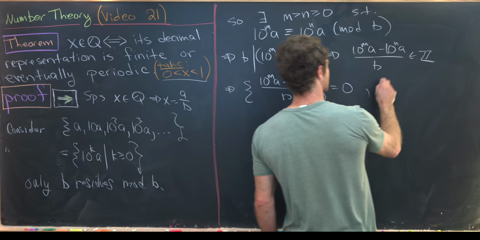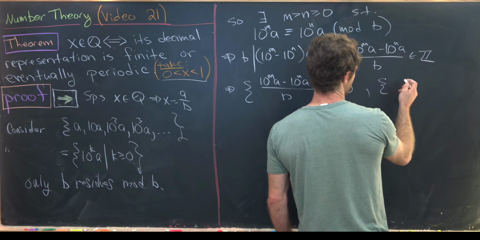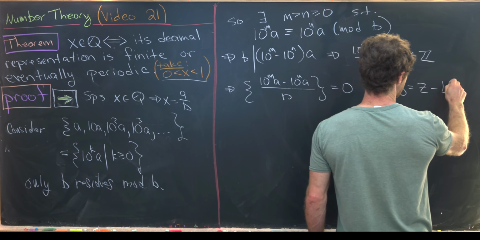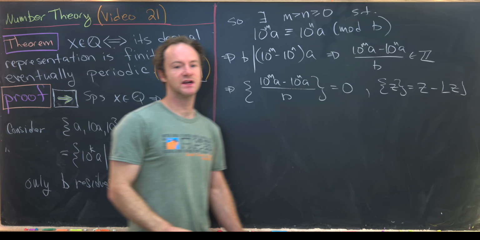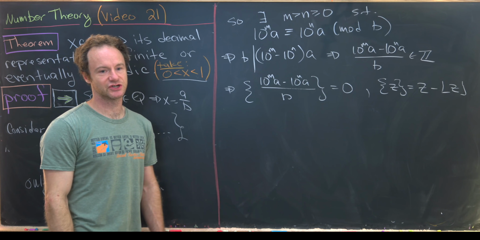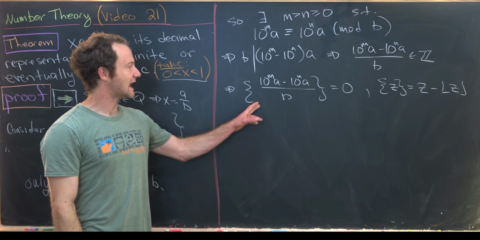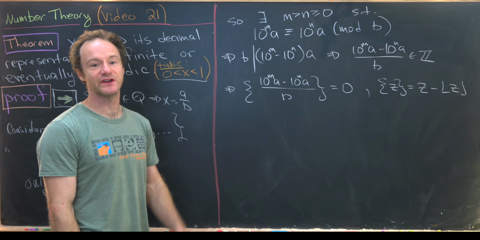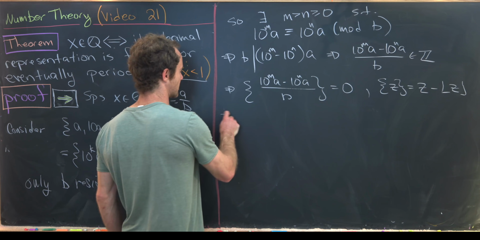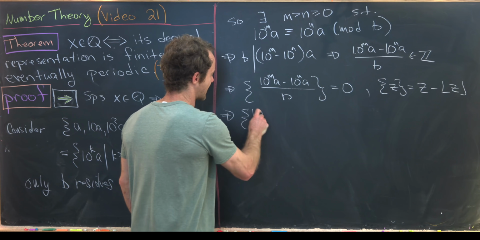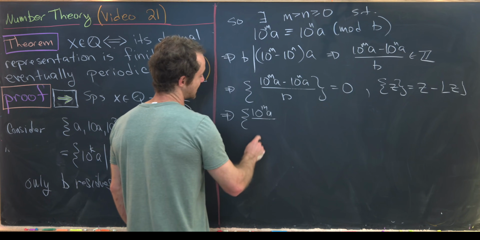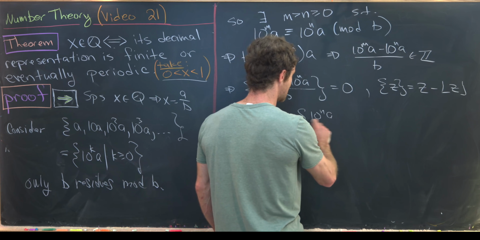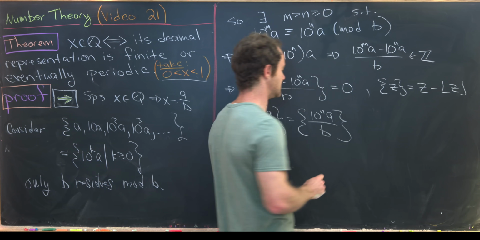Again, just to reiterate, the fractional part of a number z is equal to z minus the floor of z. So it's the number minus the integer part. Now if the difference of these two numbers has no fractional part, that means they individually have the same fractional part. So in other words, the fractional part of 10 to the m times a over b is equal to the fractional part of 10 to the n times a over b.